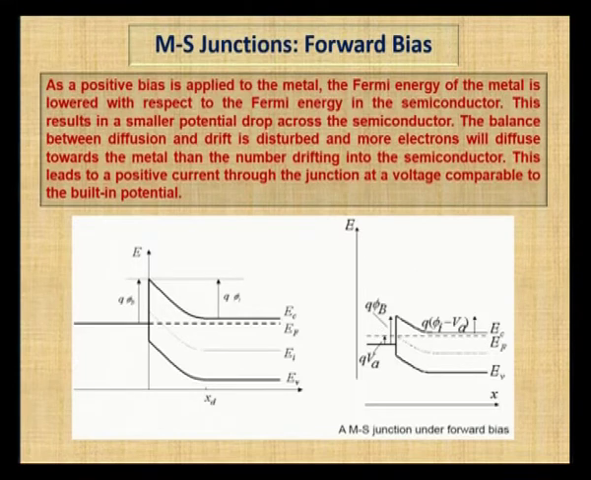So, the diffusion and drift are disturbed due to the potential that we applied, and more electrons will diffuse toward the metal than the number drifting into the semiconductor. So, more electrons will flow from the semiconductor to the metal than drift inside the semiconductor. This leads to a positive current through the junction at a voltage comparable to the built-in voltage, and we observe here there is a VA. Due to this small voltage only, the disturbance of drift and diffusion occurs, so that the current is going to flow in the junction.